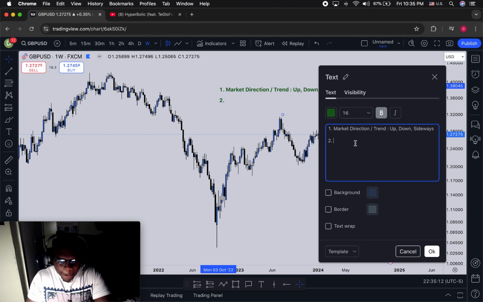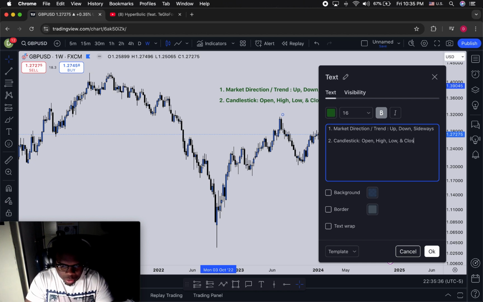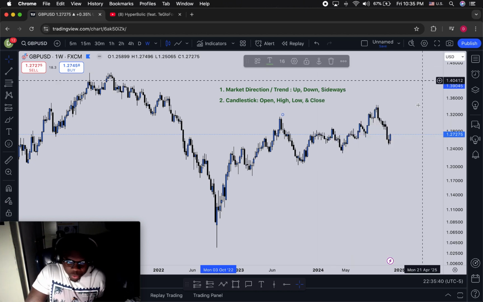Second, market direction, candlesticks. Candlestick. Okay, we have the open, the high, the low, and close. Open, high, low, and close.